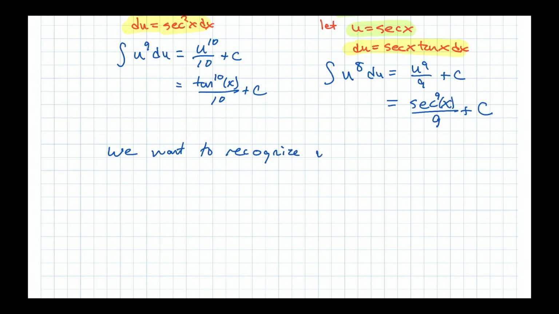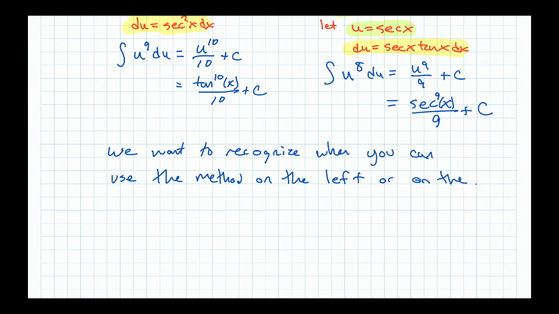Recognize when you can use the method on the left or the method on the right. So what do we do?